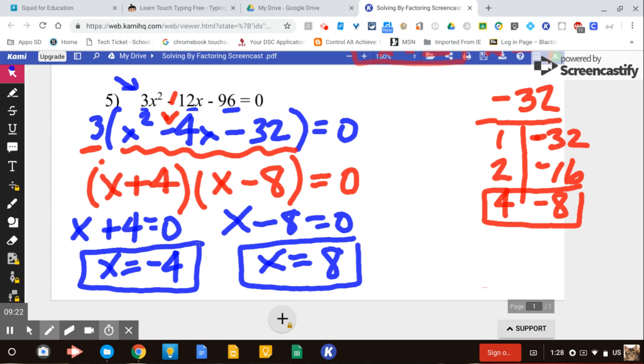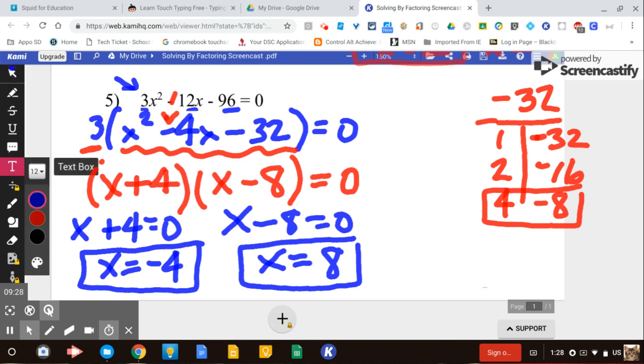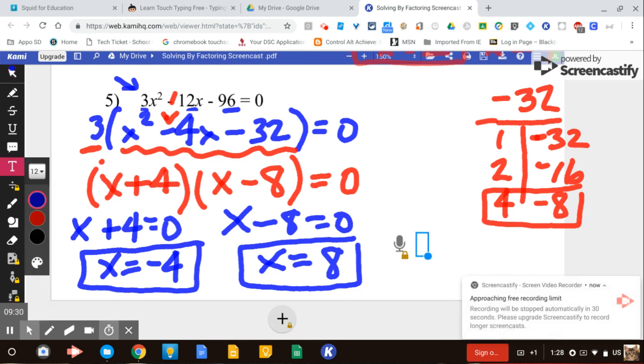It's called, let's see if I can make this work. Let's do that. It's called the zero product property. And that is what we're doing. If it equals 0, then you want 2 factors and set each one equal to 0.